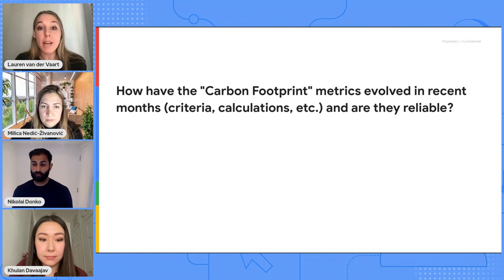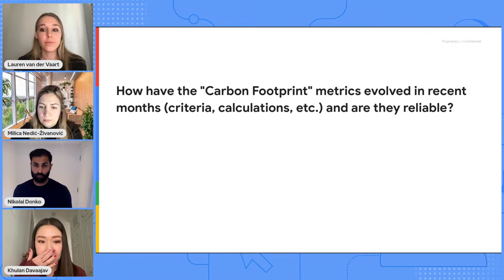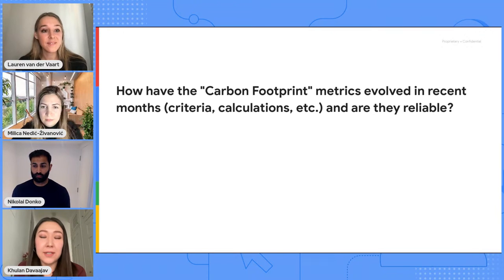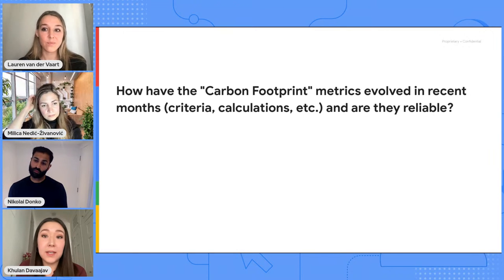How have the carbon footprint metrics evolved in recent months, criteria, calculations, et cetera, and are they reliable? I'll take this question. So we follow the greenhouse gas protocol carbon reporting standards and continuously work on improving our data quality. I work personally with the GCP carbon footprint team, and I can assure you that they're always striving to do the best for the environment and for the customer. So the data is reliable, and you can monitor any changes to the carbon footprint tool in the release notes, and I'll put the link in the chat. That also includes the link to the detailed reporting methodology that we use, so you can actually read through how everything is calculated. Just on a high level, it's tied to the SKUs of your workloads, and it's definitely one of the more advanced tools out there on the market. It's literally available for anyone who's using GCP. It's built into the tool.